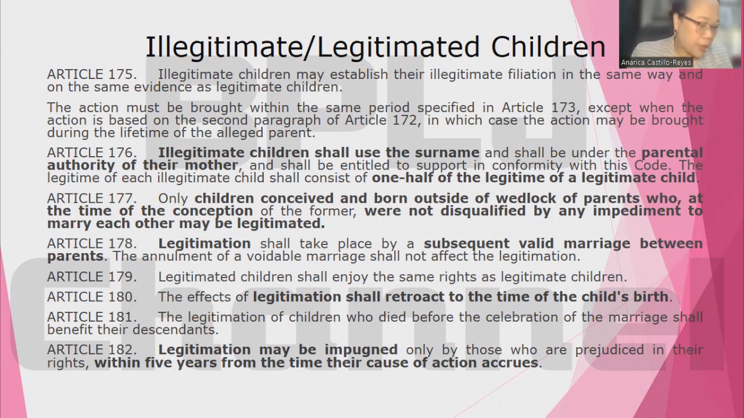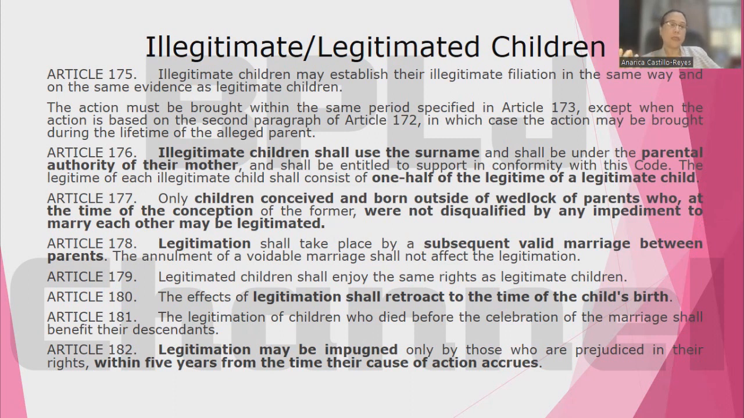So an action to establish filiation may be filed during the lifetime of the child. However, if your action is based on the second paragraph of Article 172, meaning secondary evidence like open and continuous possession of the status of an illegitimate child, you have to file the same within the lifetime of the putative parent. Why? Because you have to give the putative parent the opportunity to contest. If the putative parent is already dead, then his lips are already sealed, so he has no opportunity to contest.